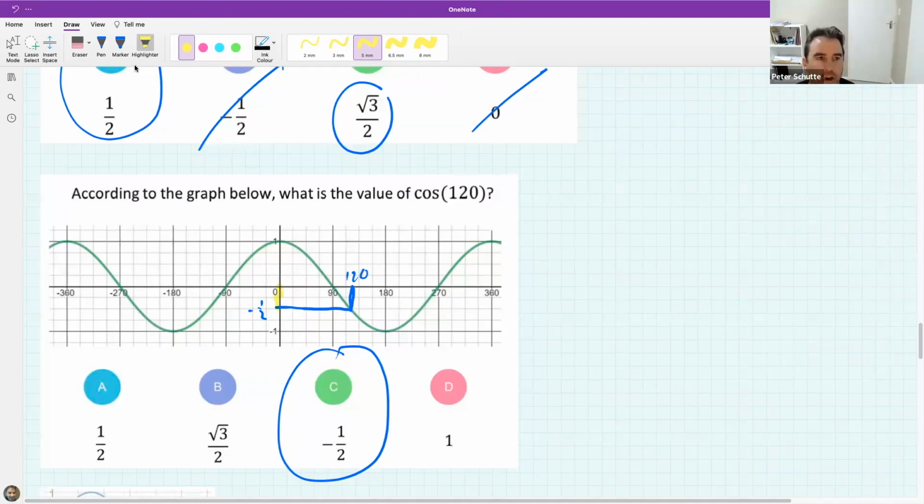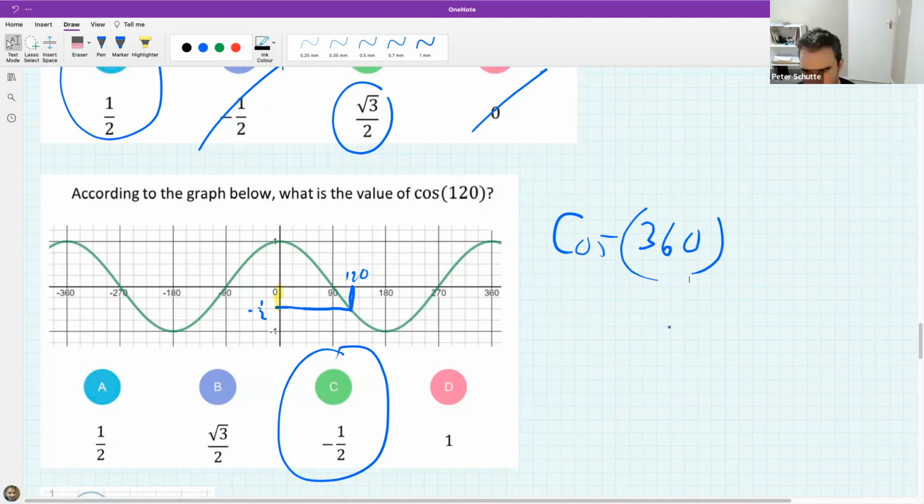Let me make up another one. If I said to you, tell me what is the value of the cos of 360? What's that going to be equal to? Yeah, because we can just see that the cos of 360 is down here, and that is in line with the 1. You guys know what's going on here. No problem.